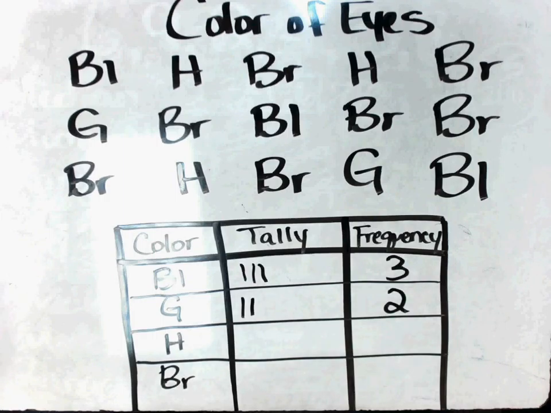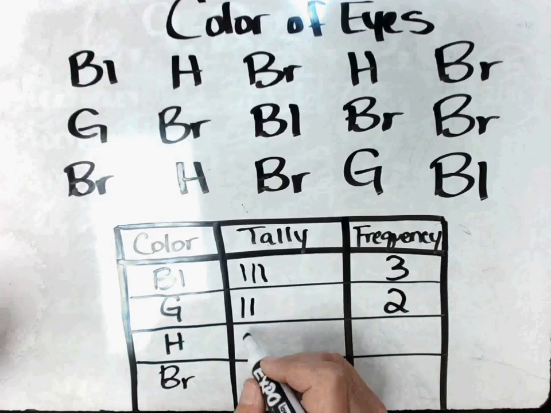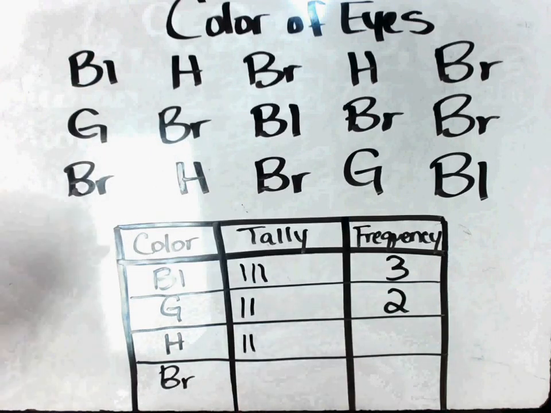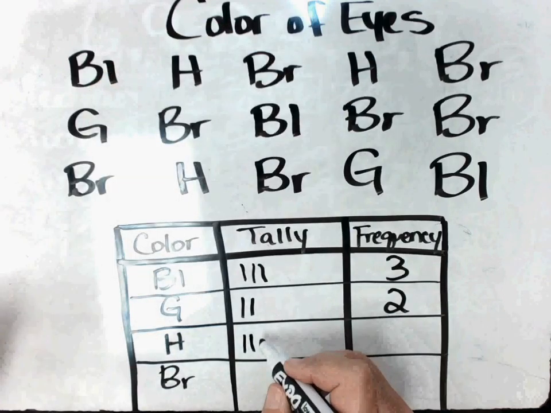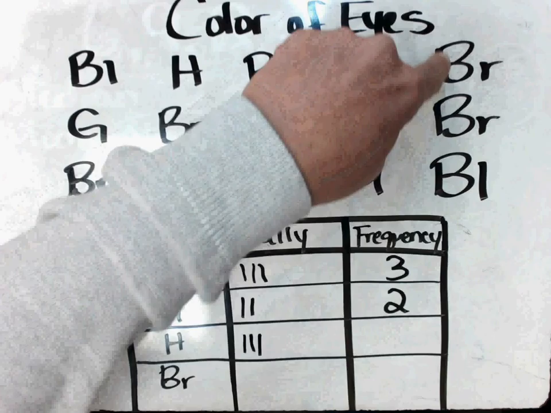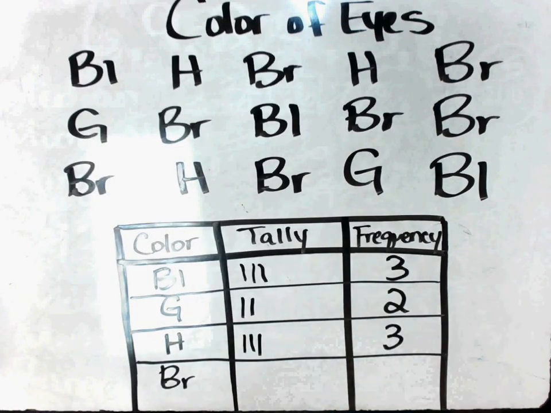Now I'll do the same thing for hazel. The first column has none. The second column has 2, so I put 2 tally marks. The third column has none. The fourth column has 1, so I will put 1 tally mark, and then the fifth column doesn't have any hazel, so the frequency was 3.